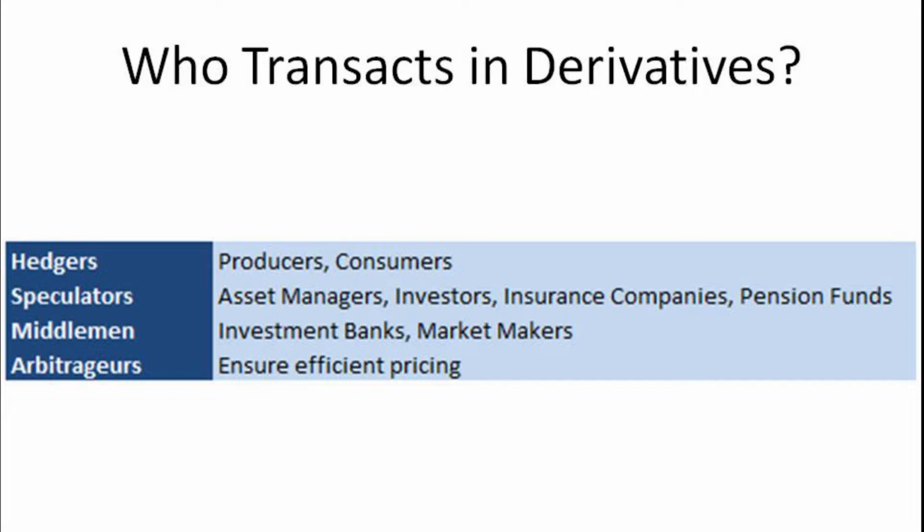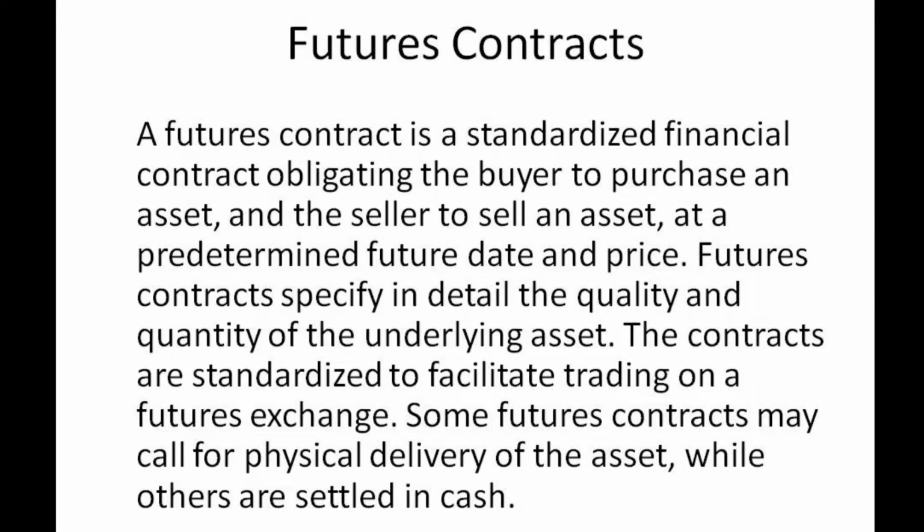So that's our quick introduction to derivatives and the description of what derivatives are. Now we're going to move ahead and discuss our first type of derivative, which is a futures contract. A futures contract is quite a simple derivative. It's easy to understand. It's simply a standardized financial contract that obliges the buyer to buy an asset and the seller to sell that asset at a predetermined future date and price.